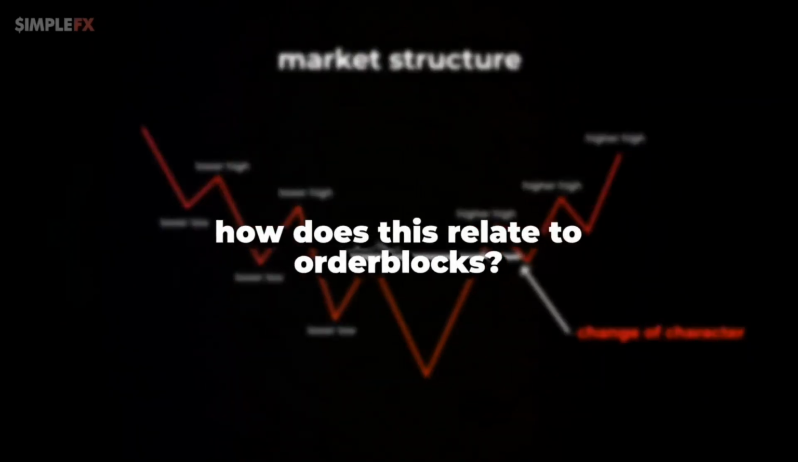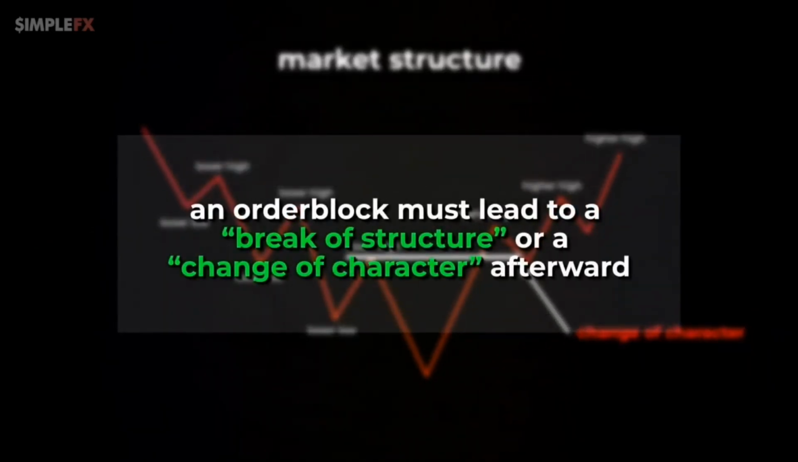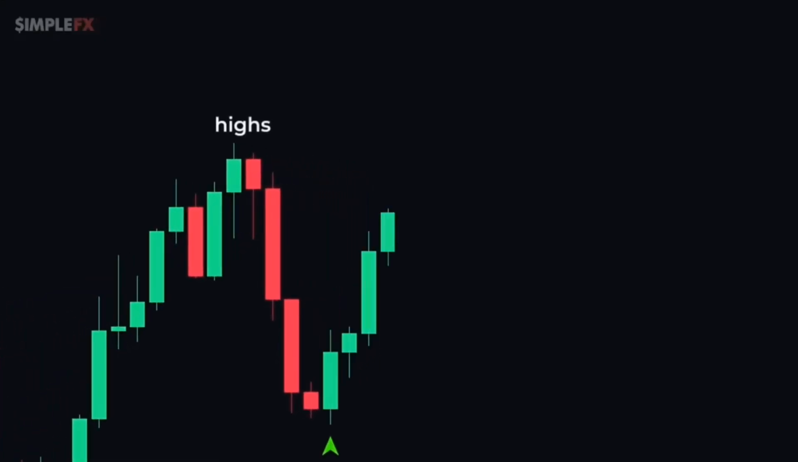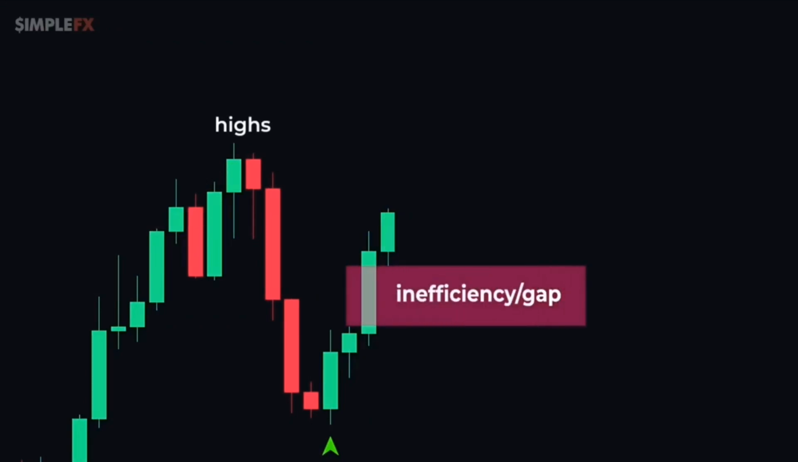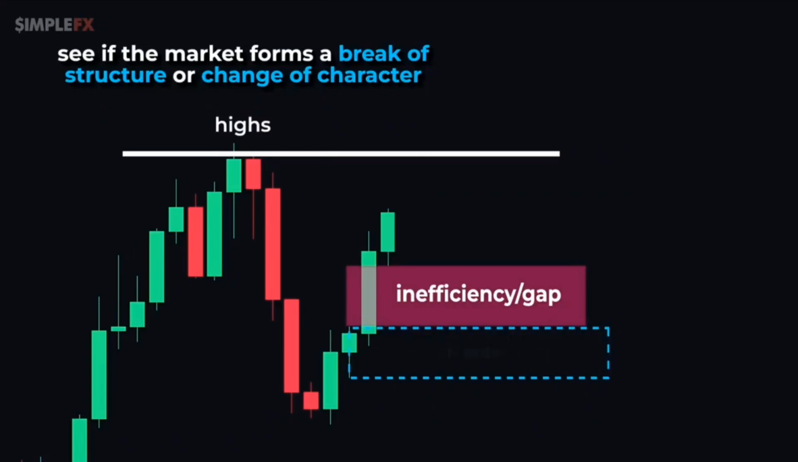Now, how does all of this relate to order blocks? For an order block to be valid, it must lead to either a break of structure or a change of character afterward. Let's see an example. In this chart, we see a significant upwards move, coupled with a gap or inefficiency. So there's a possible order block here. However, this doesn't mean we can immediately draw an order block, as we need to first see if the market forms either a break of structure or a change of character afterward. Right here, we notice that the price hasn't yet formed a break of structure, as it hasn't broken these previous highs, so we wait for the price to develop further.